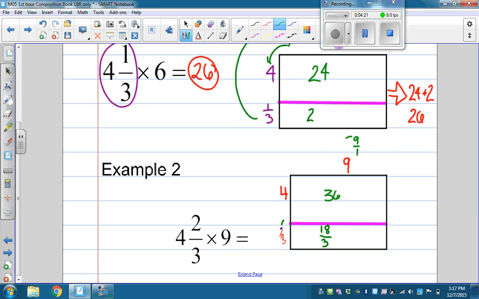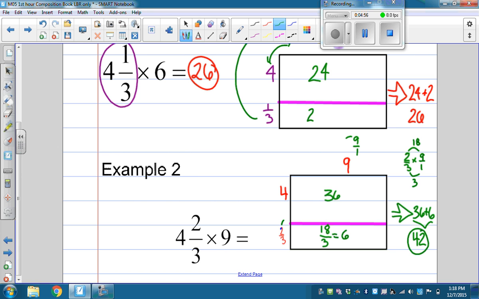In other words, if you're having trouble doing that in your head, you're going to do 2/3 times 9, but you're going to treat 9 like a fraction, so you write 9 over 1. Multiply the numerators and you get 18. Multiply the denominators and you get 3. 18 over 3 is 6. And then your final answer comes from adding those two numbers together, 36 plus 6, which is 42.